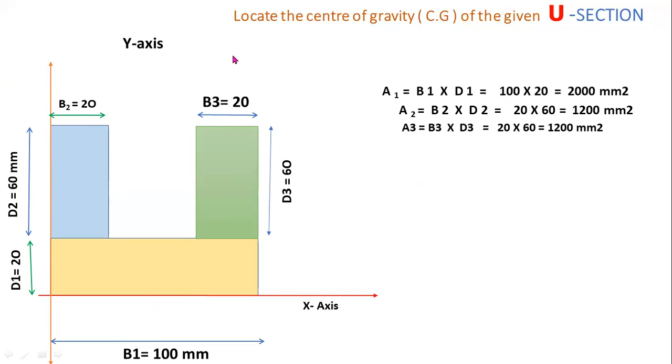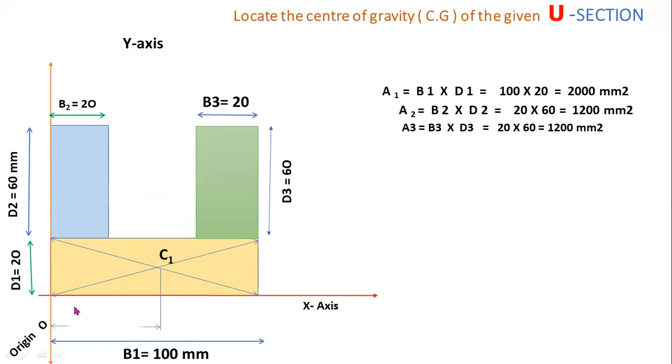Now for locating the centroid, I am considering the diagonal lines. Now I am drawing the diagonal lines. Okay, this intersecting point indicates the centroid of this bottom rectangle. This intersecting point is the centroid of the bottom rectangle. C1 is the centroid.